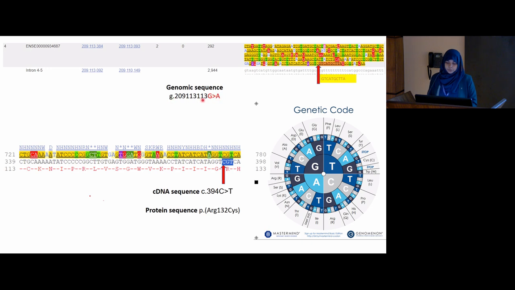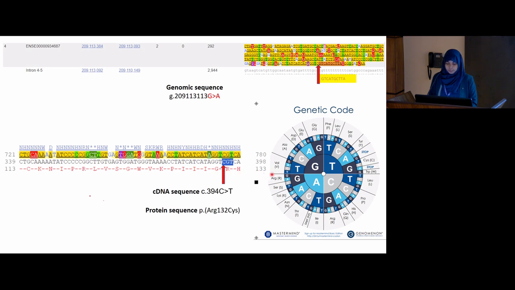And if we count, this 113 would come here if we count from here. So this is actually 209113384, and if we count from this direction, it would be 3113. And at the cDNA level, we have CGT, where C is getting converted to T, and therefore arginine at this position, arginine 132.